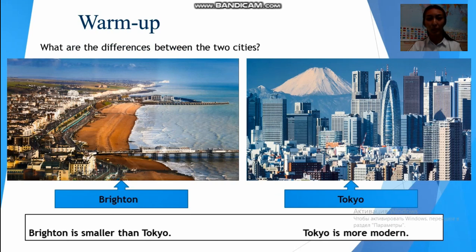Now it is time for warm-up. Look at these two pictures. Here are two cities, Brighton and Tokyo. Now, answer the question, dear students. What are the differences between the two cities? Yes, you are right. Brighton is smaller than Tokyo. Tokyo is more modern. Students, then let me introduce you to comparative adjectives.